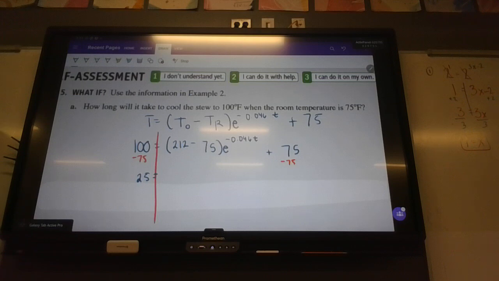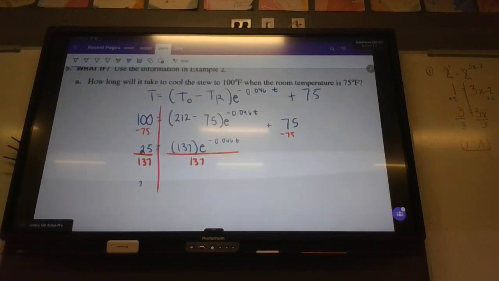And then I believe that's 137. 212 minus 75. Yes, 137. Times e, because it's continuous decay, continuous cooling. And then divide by 137 to get e alone. And I'm not going to actually divide that. I'm going to leave that as a fraction so I don't have to round early. Okay, I'm very close to figuring out little t.